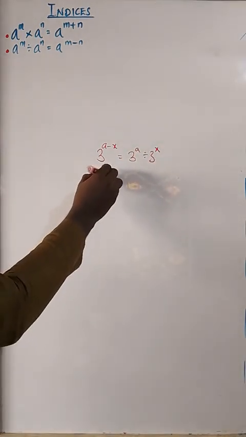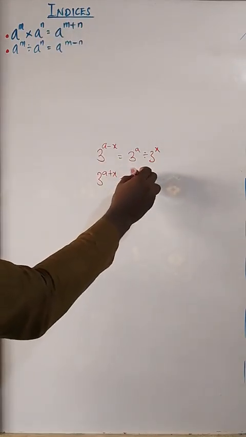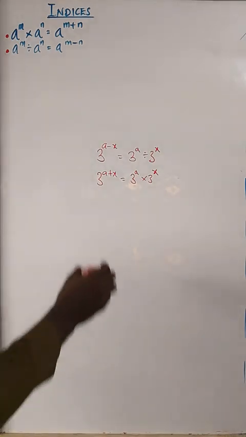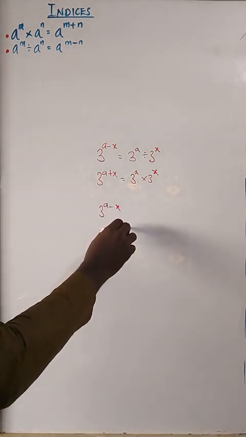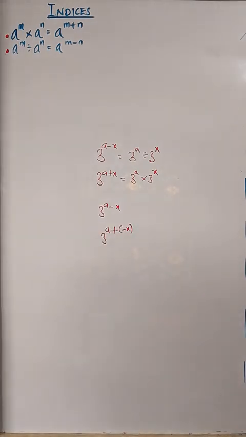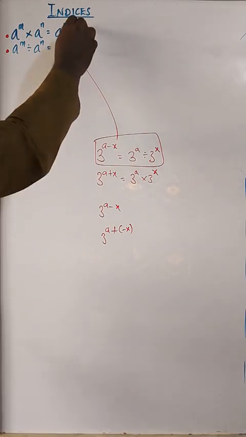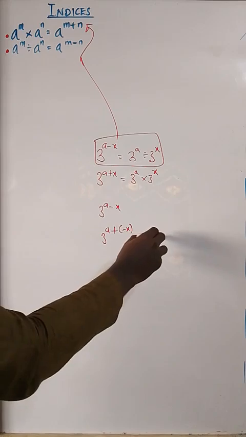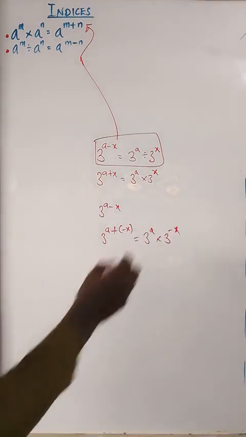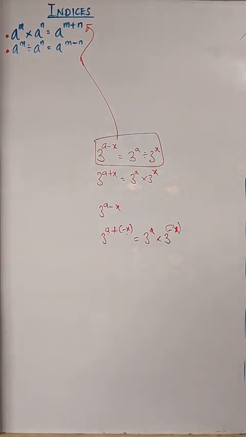If you have 3 raised to power a plus x, when we have plus, that's first law. That's 3 raised to power a times 3 raised to power x. And if I have 3 raised to power a minus x, I can still write this as 3 raised to power a plus minus x. Yeah, it's still the same thing. So I can still treat this one as law 1. How? We have plus in between. So that's 3 raised to power x times 3 raised to power minus x. You take this, then you take this. So you should know how to reverse the law. You need them for some questions.